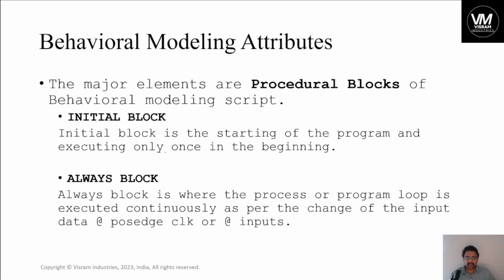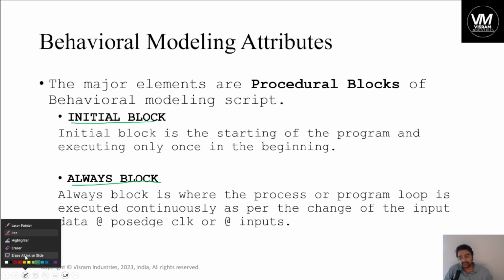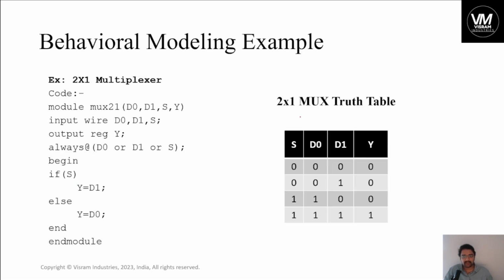So coming to the next, what are the elements of behavioral modeling, like attributes and properties. The major elements in behavioral modeling are the initial block and always block. What do we get from the initial block and always block? That's nothing but when you write Verilog HDL in this structure. So this is the always block.